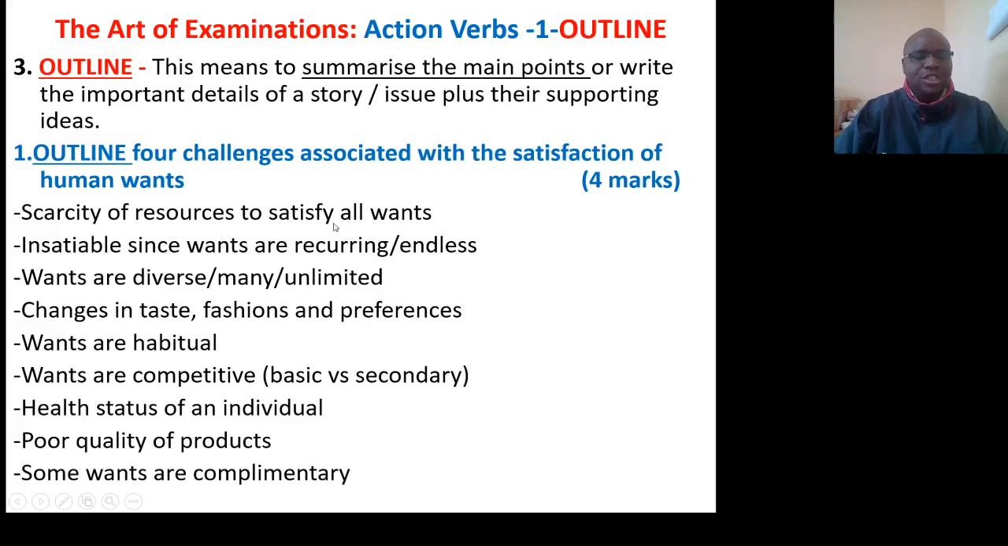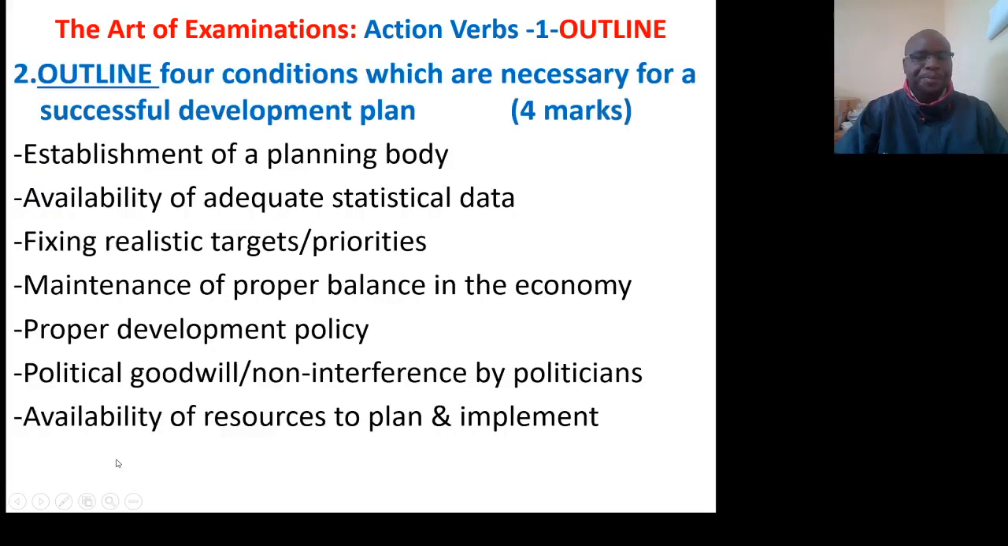1. Scarcity of resources to satisfy all wants. It's insatiable since wants are recurring or endless. Wants are diverse, many or unlimited. Changes in taste, fashions, and preferences. Wants are habitual. Wants are competitive, basic versus secondary, which to satisfy first. The health status of an individual. Poor quality of products. Some wants are complementary.